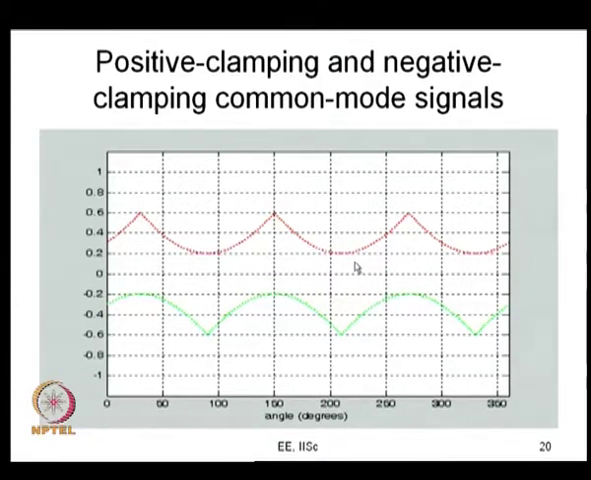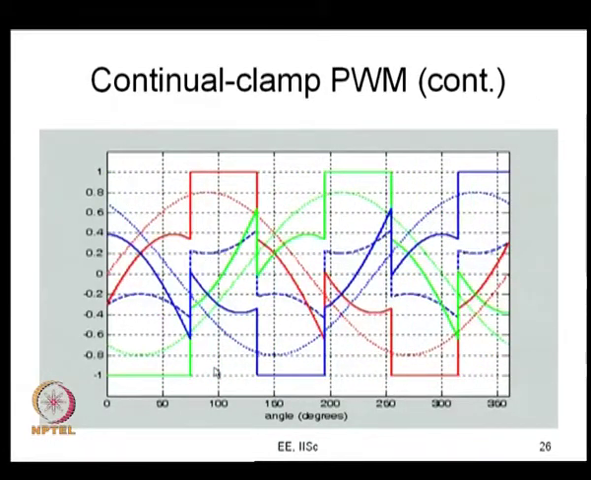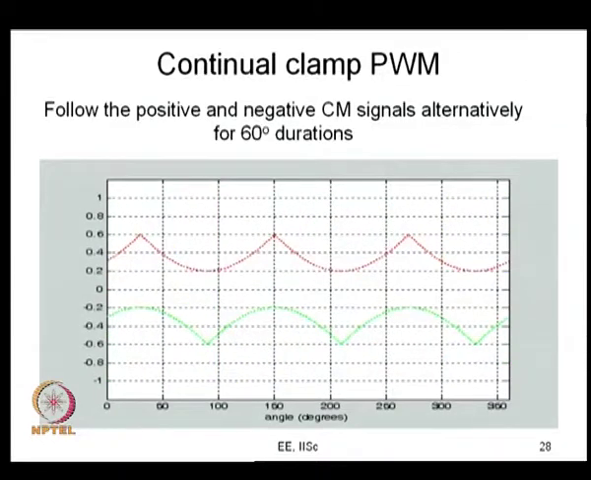So, these are all bus clamping, and in general you can start from any instant here and go on for 60 degrees on this, switch to the negative common mode, go for 60 degrees and do this. This is what is called continual clamping. In continual clamping the phase is continuously clamped for 60 degrees to the positive bus and then for 60 degrees to the negative bus and so on. Since it is clamped continuously for 60 degrees, we just call it continual clamp; it is just a nomenclature. So, these are different examples of continual clamp PWM. As I said, you follow the positive and the negative common mode signals alternately for 60 degree durations.